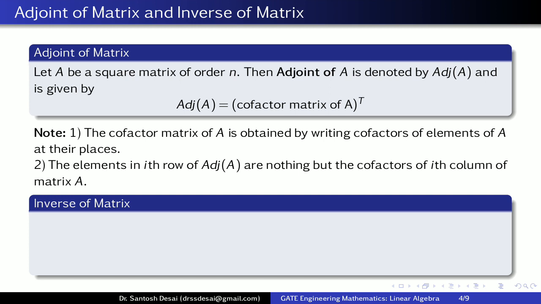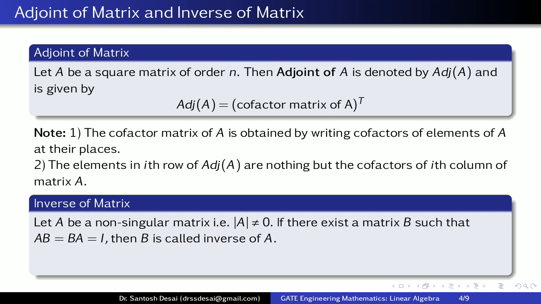Now inverse of matrix. Let A be a non-singular matrix. Non-singular means determinant of A is not equal to 0. If there exists a matrix B such that the product AB = BA = identity matrix, then B is called the inverse of A. For the notation, the inverse of A we denote by A^(-1), that is A inverse.